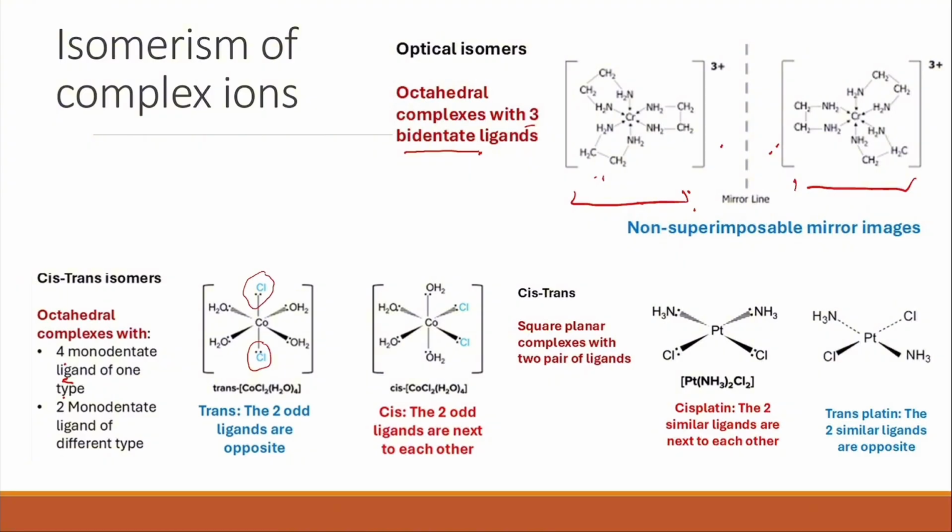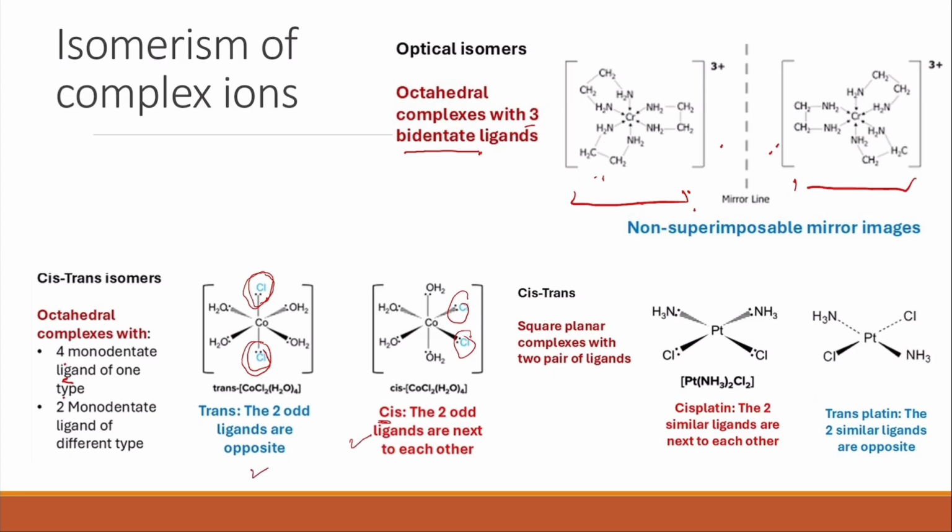Can you see the cobalt one, which has four waters and two chlorines? The two chlorines here are opposite to each other, so this is the trans isomer. And then we can also have the cis. In this case, the two odd ones will be next to each other. So this is the cis and this is the trans.